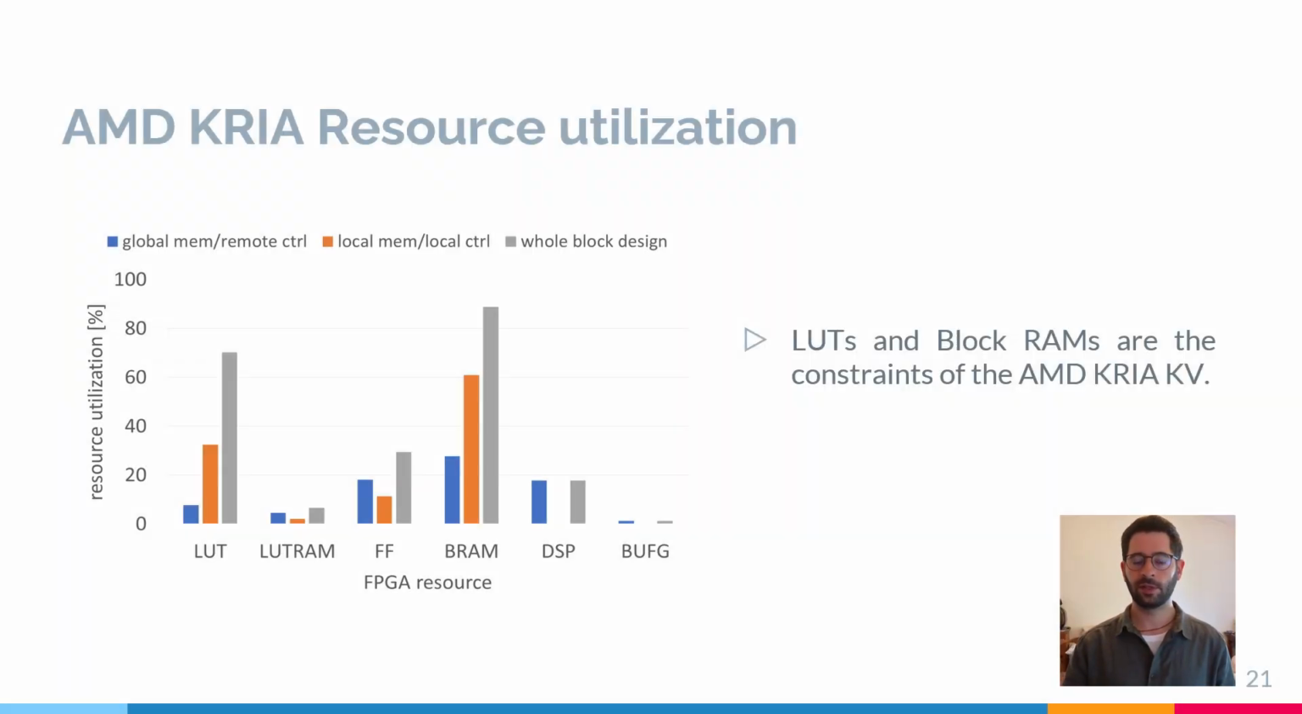Finally, we report the FPGA utilization of the AMD Kria KV in percentage, in the figure on this slide, where on the y-axis we have the percentage of utilization with respect to the Kria availability of resources, and on the x-axis we have the FPGA resources. The blue bars report the first architectural design with global memory and remote control. The orange bars are the optimized version with both local memories and local orchestrator, while the gray bars represent the utilization of the whole block design of the optimized version. Here we can notice that lookup tables and block RAMs are the most used resources on the Kria KV with these implementations.